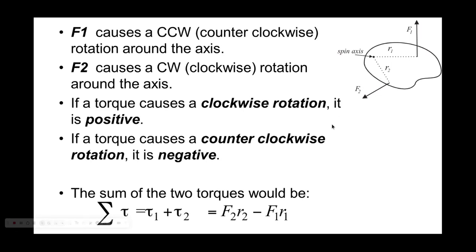And so we're going to have to designate one of them as being positive and one as being negative. The convention is that counterclockwise is positive, because if you imagine that this is your zero angle, the angle increases as you go counterclockwise. And so counterclockwise is positive. This is going to be negative.